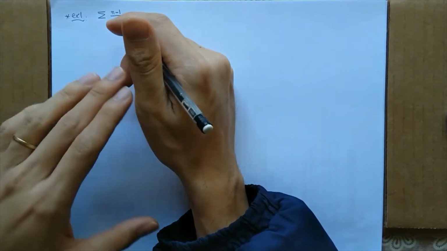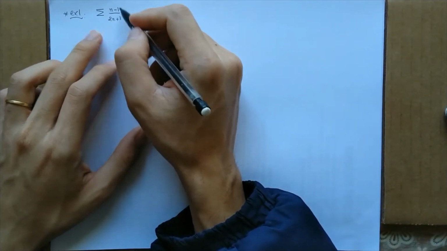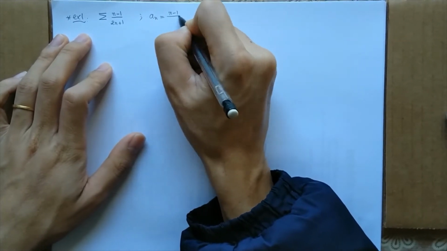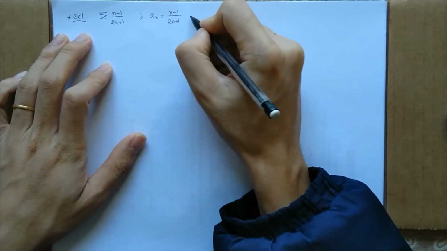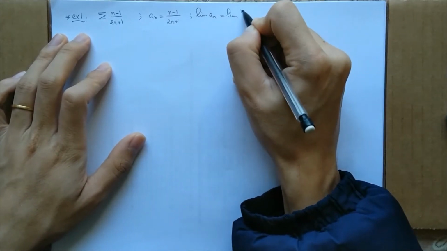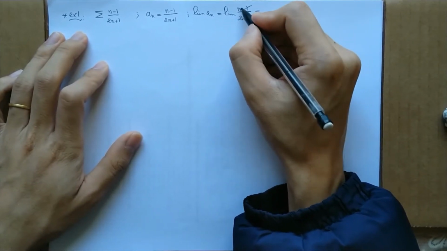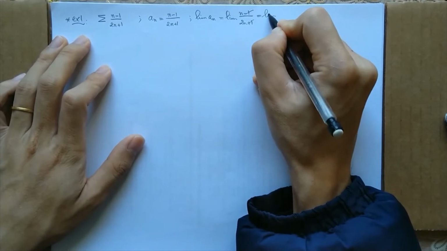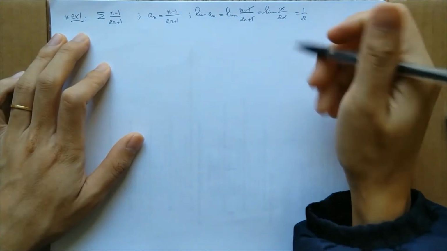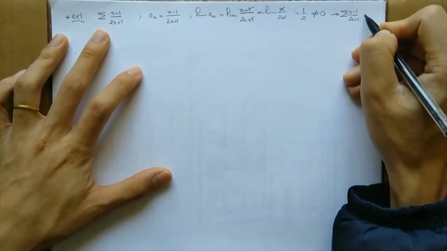Alright, so first example. Don't try any test right away. Always pay a little bit of attention to the general term. The general term an is (n minus 1) over (2n plus 1). And you can compute the limit of the general term easily. n is going to be very big, so this is like the limit of n over 2n, and then you get 1/2. 1/2 is not 0, so you can say that the series is divergent.